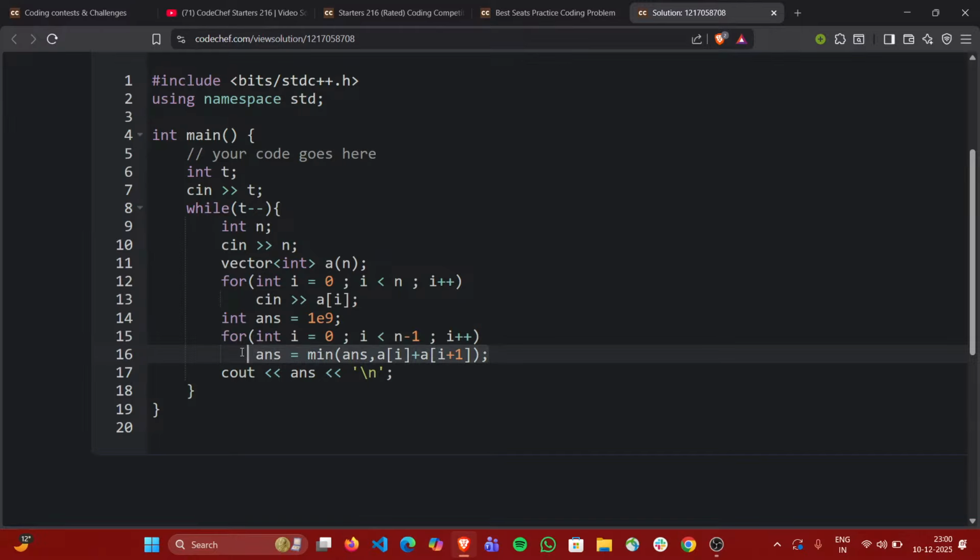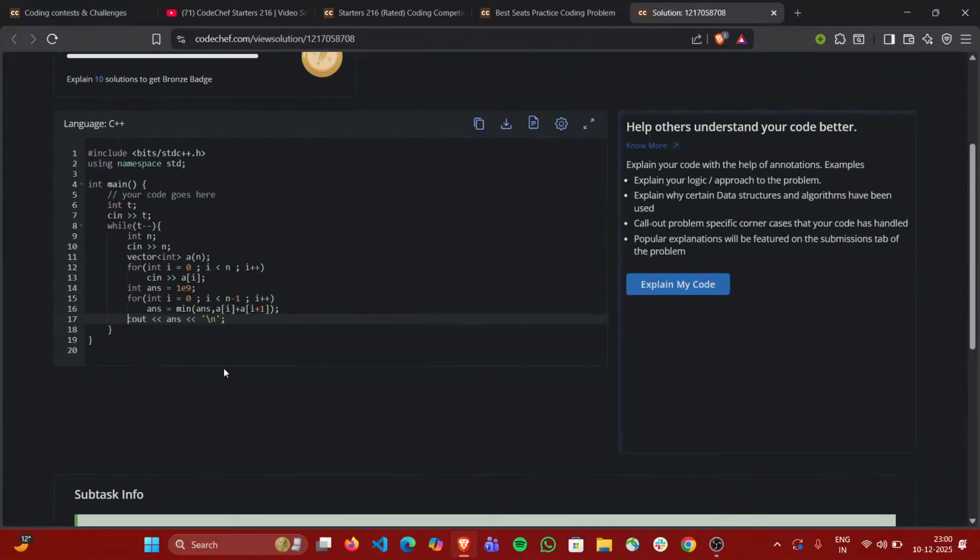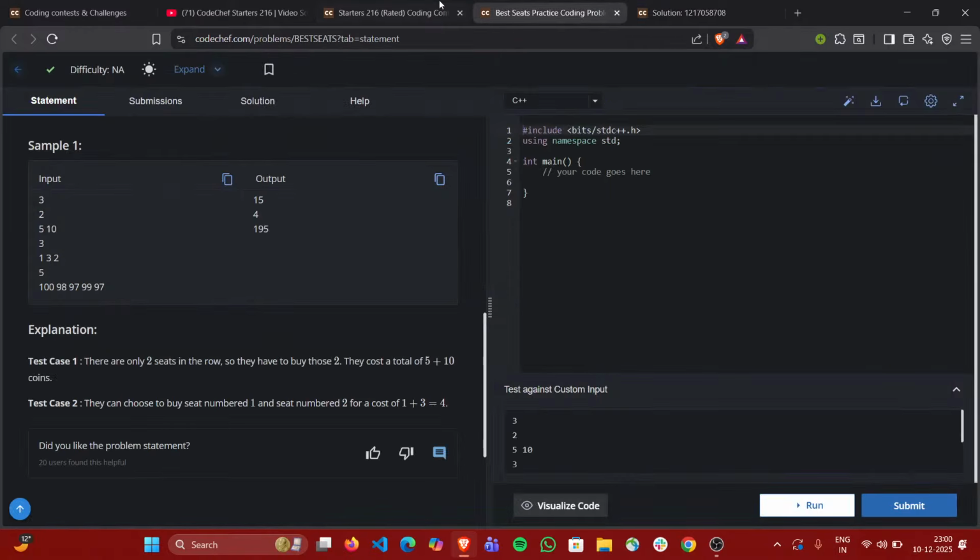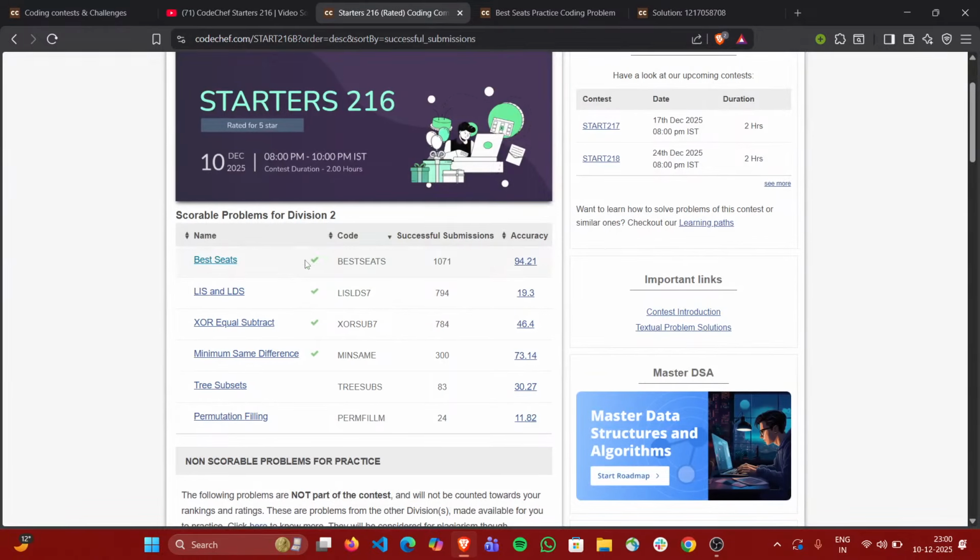Yeah, so this is the solution. You have to take the minimum again and again in the loop, and finally print the answer. Yeah, this is the first problem. It was a brute force solution. Okay, so now let's discuss the second problem.